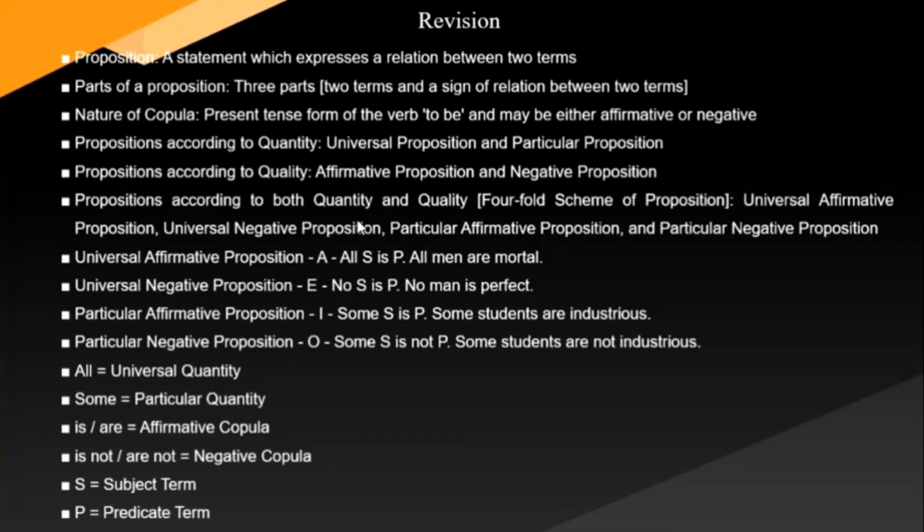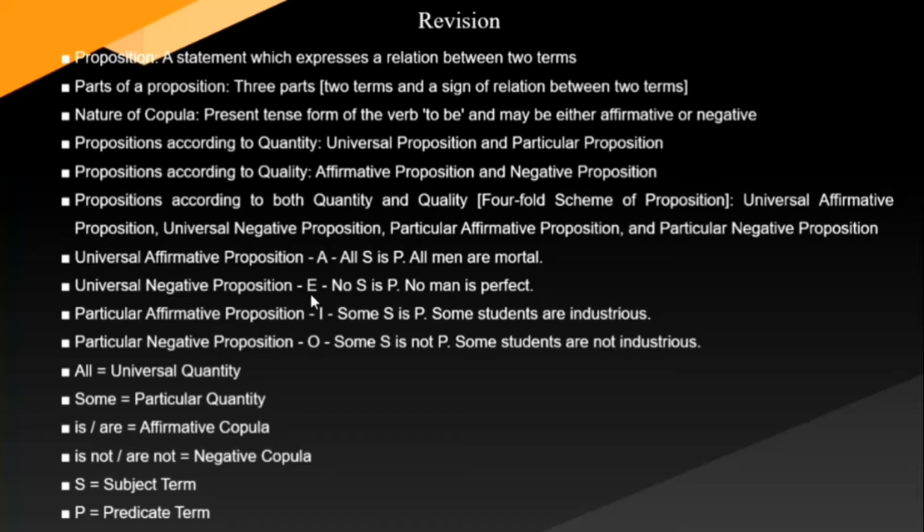According to both quantity and quality, propositions are of four kinds: universal affirmative proposition, universal negative proposition, particular affirmative proposition, and particular negative proposition. Capital letter A is the symbol of a universal affirmative proposition. All S is P is the logical form of a universal affirmative proposition. For example, all men are mortal. All men are mortal is a universal affirmative proposition.